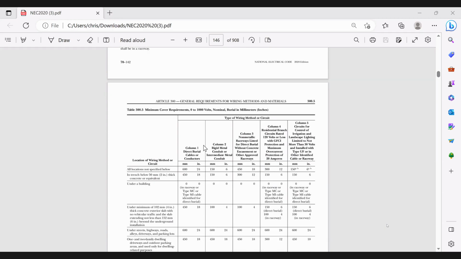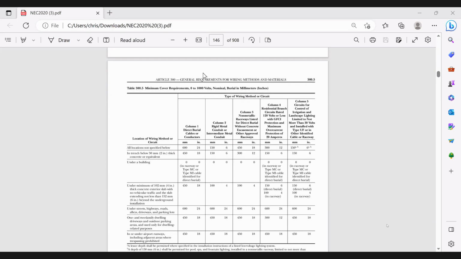300.5. All right, and now let's take a look at what we have. It's type UF cable, direct bury cable in PVC underneath of a building. So because it's in PVC, that PVC is protecting the cable. And we can go over to column 3, non-metallic raceways listed for direct burial. Because those non-metallic raceways, that PVC is there, that's why we're using column 3. Under a building would be row 3, and it's 0 inches.